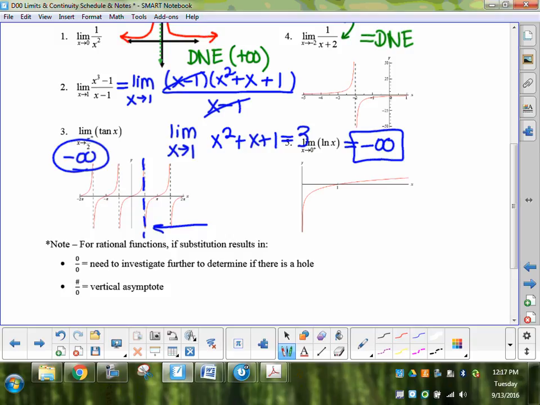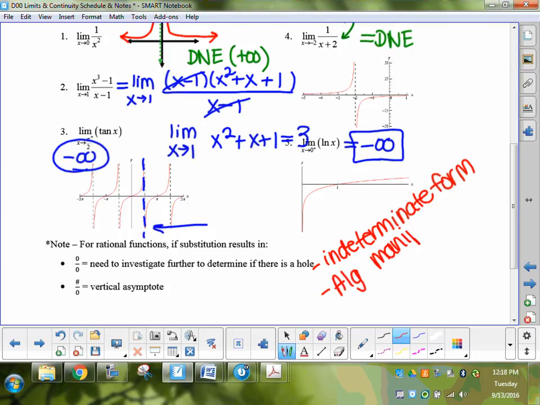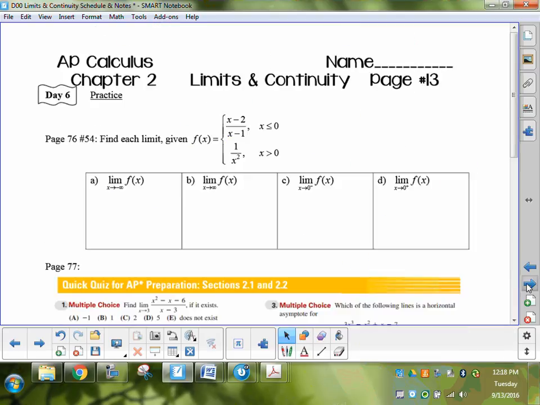If you go through and you get 0 over 0, that means indeterminate form, and you need to look to do some form of algebraic manipulation. If it's a number over 0, you're going to have a vertical asymptote. 0 over 0 means there's a common factor that we can reduce out. Questions on that?